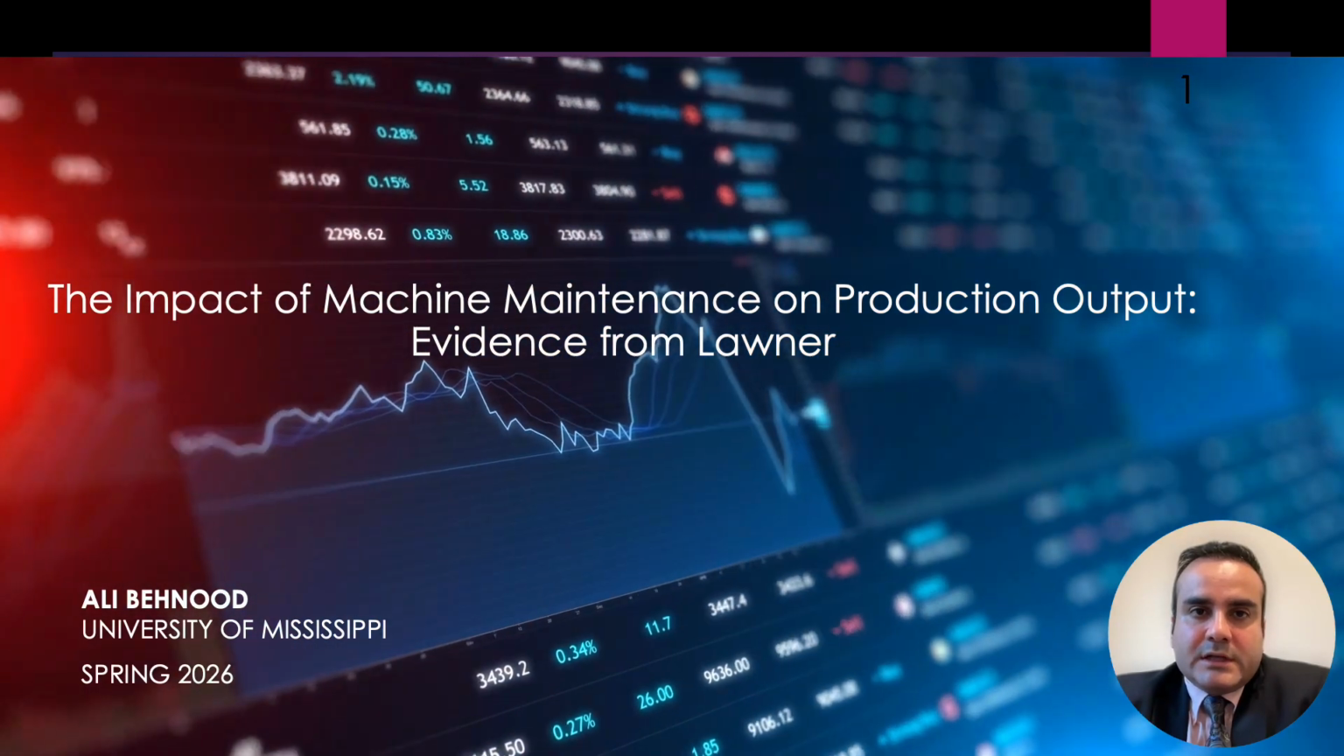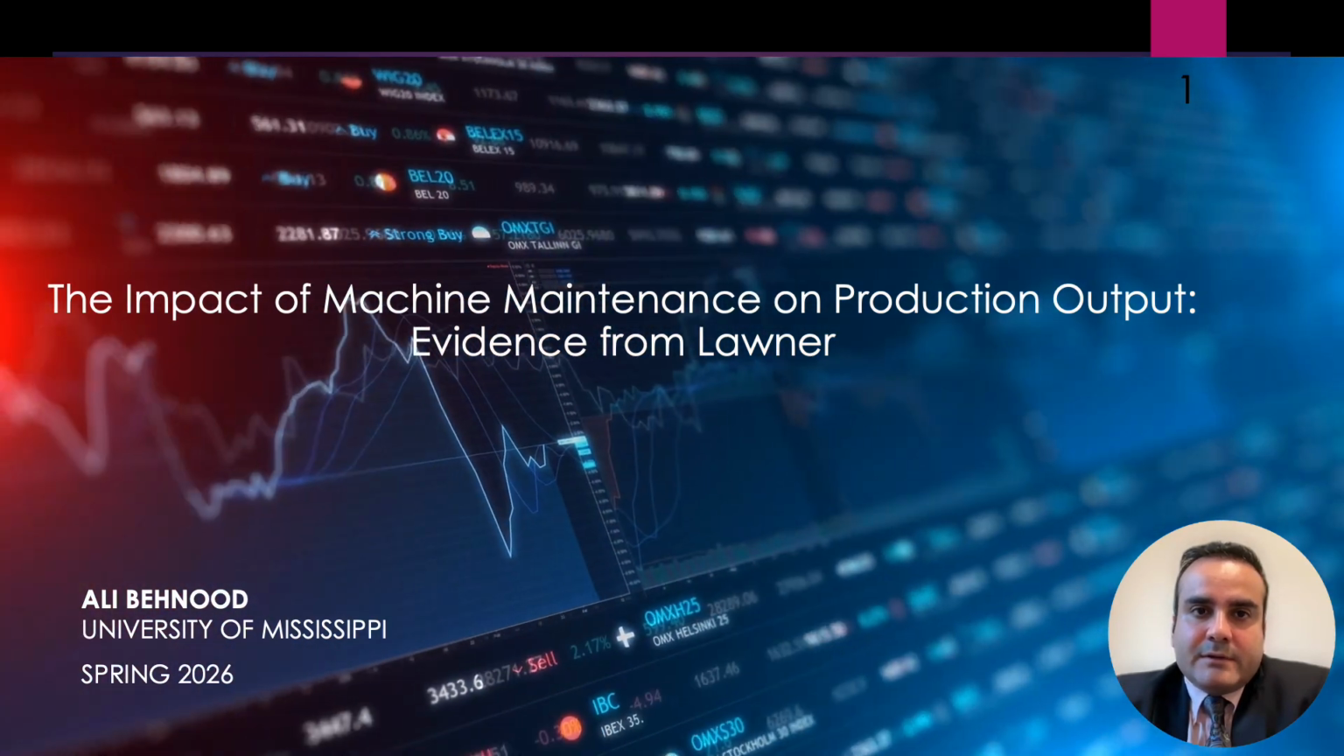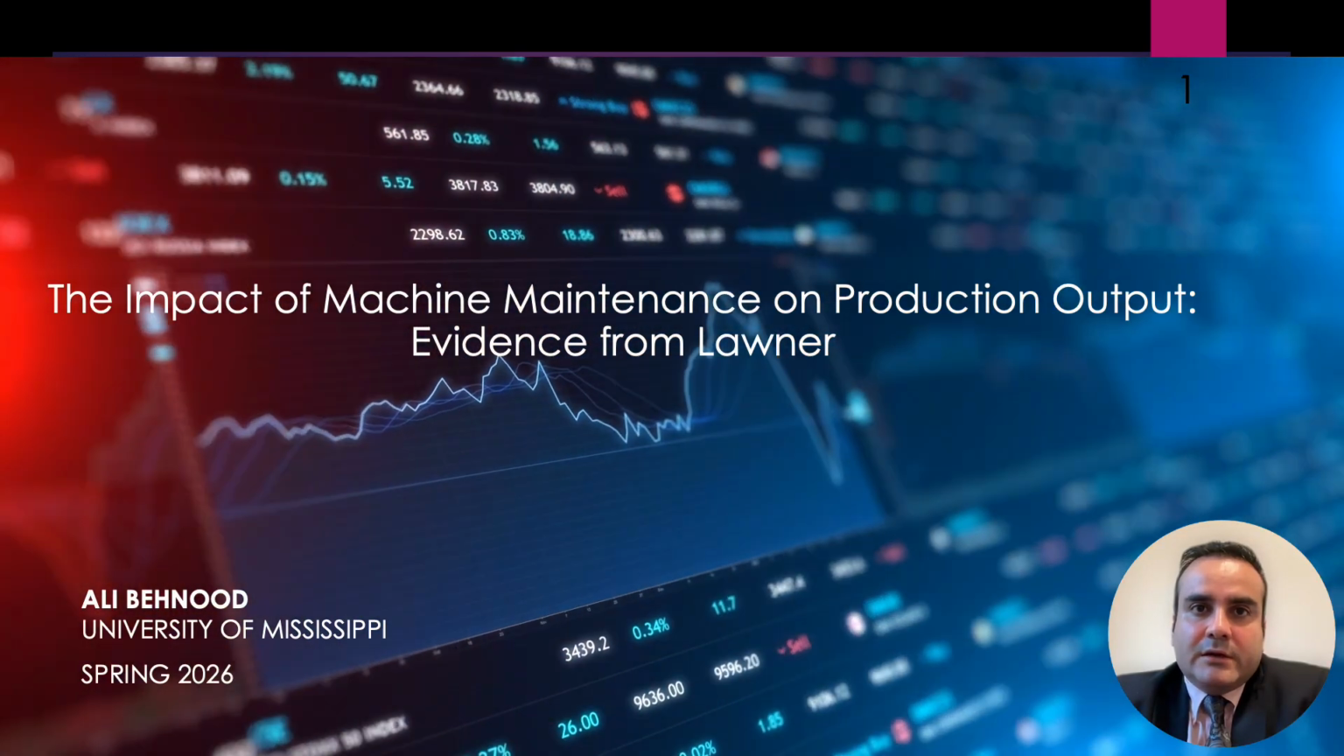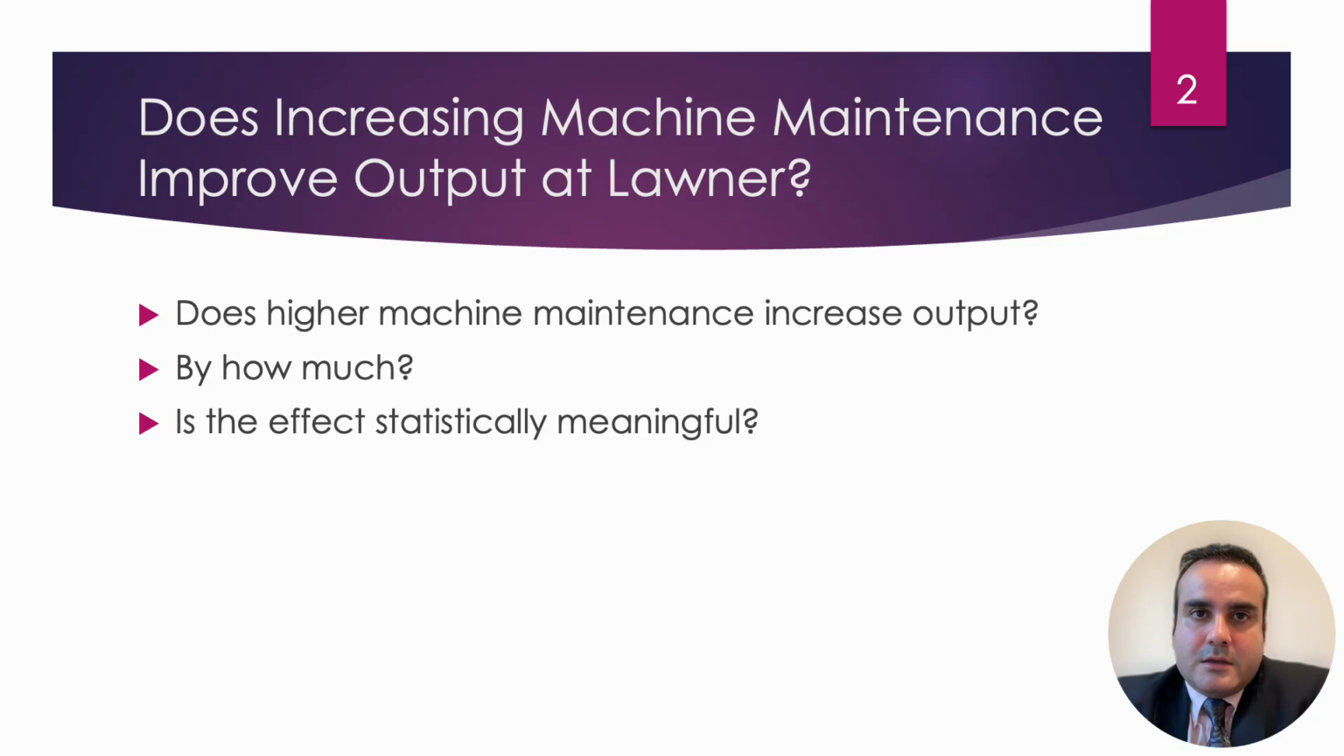Today I will present the results of an econometric analysis examining how machine maintenance affects production output at Loaner. The central research question of this analysis is whether increasing machine maintenance improves production output at Loaner.